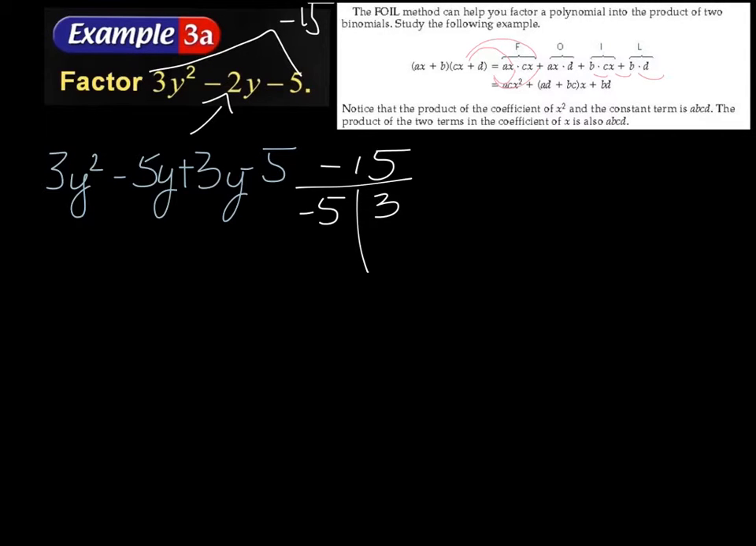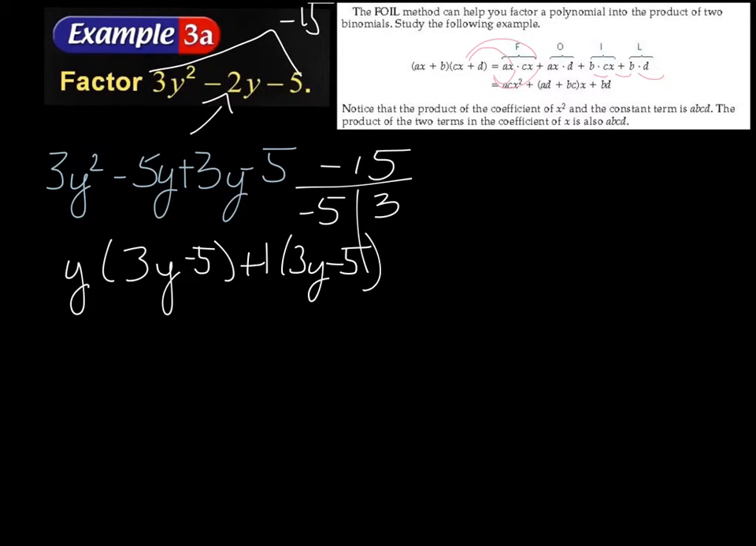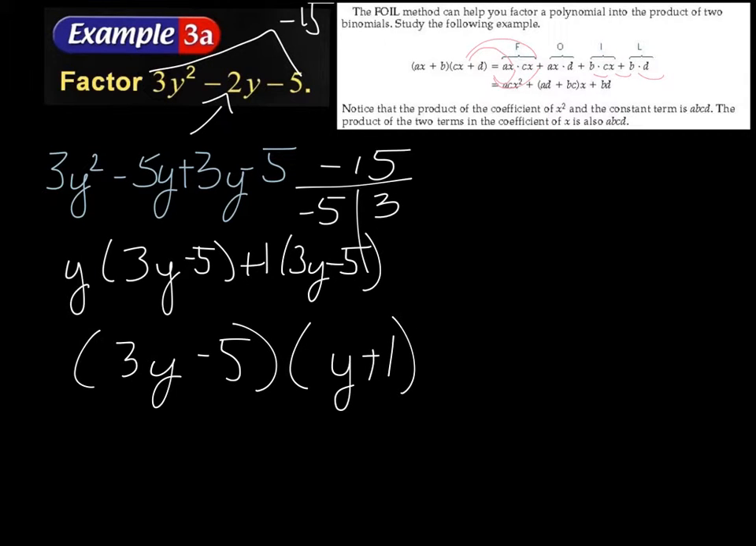So the greatest common factor of my first two terms is just y. If I factor out the y, I have 3y minus 5 left. And conveniently, I can see I have a 3y minus 5 there also. So the greatest common factor of those two terms is just 1. And now I have 3y minus 5 as the greatest common factor of the entire polynomial. So I'm going to bring that out front. And when I divide both sections by that, what's left is y plus 1.